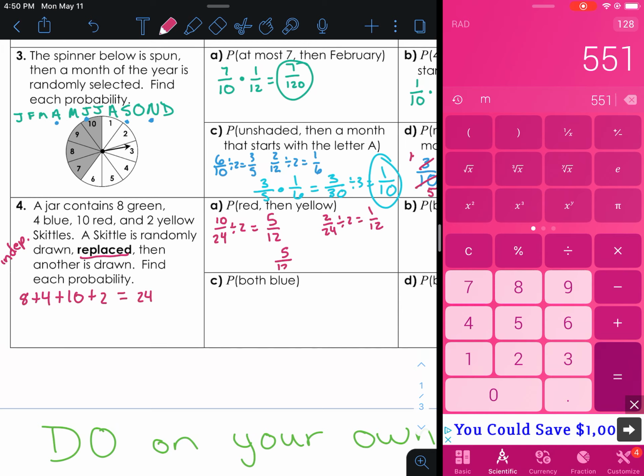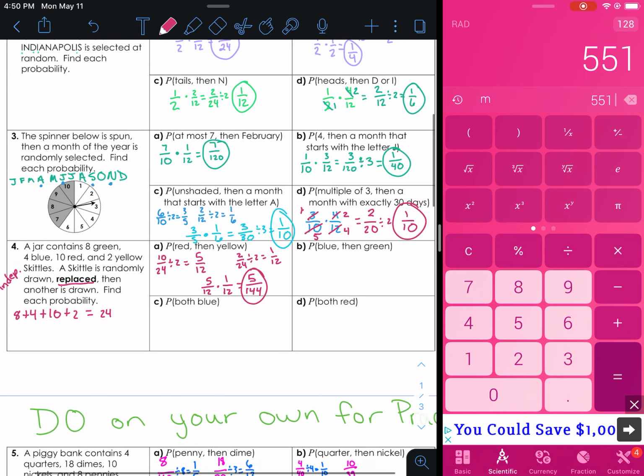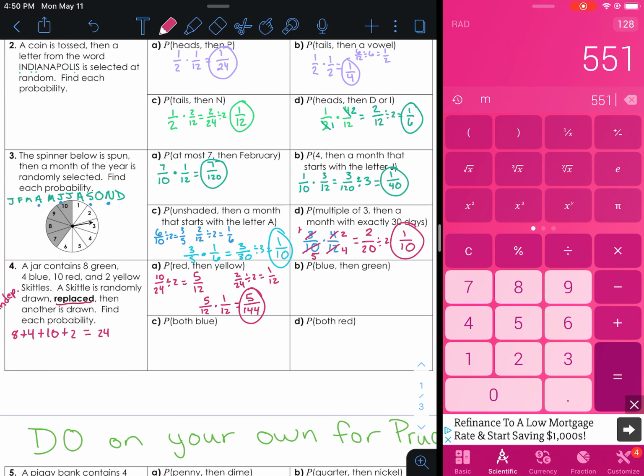All right, so 5/12 times 1/12 is going to give me 1 times 5, 5, and 12 times 12 is 144. So 5 out of 144. Okay, so my next one here, letter B, probability of being blue. There are 4 out of 24. Divide by 4, and we get 1/6. And green ones, there are 8, so 8 out of 24. If I divide ahead of time, I divide by 8. There we go. I get 1/3. So 1/6 times 1/3 is going to give me 1/18.